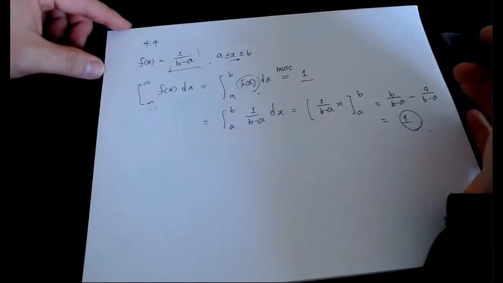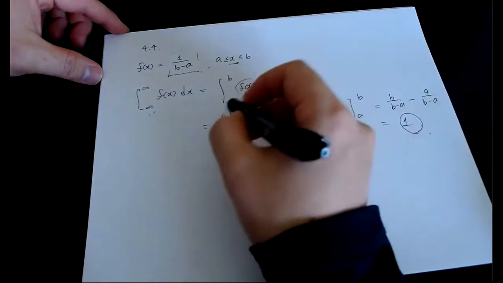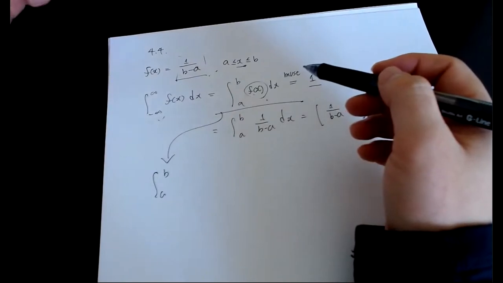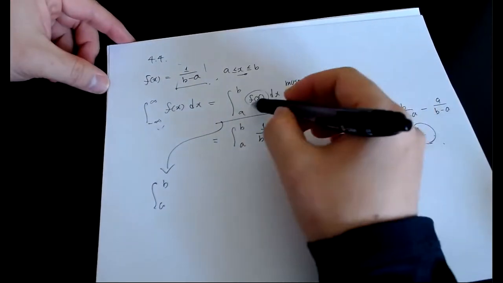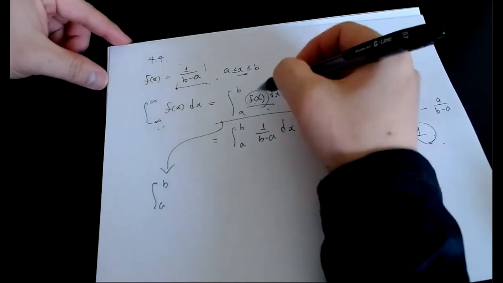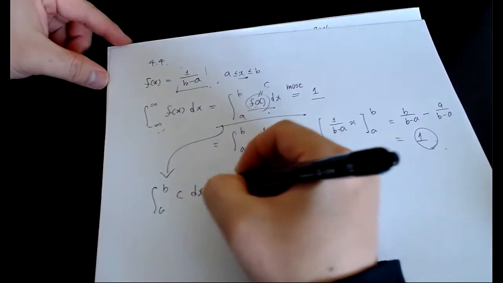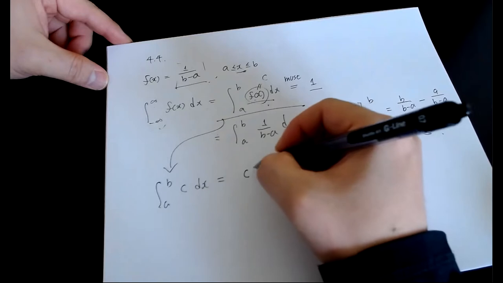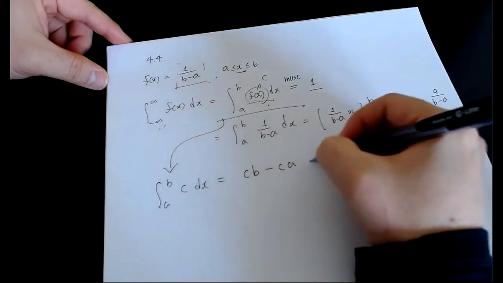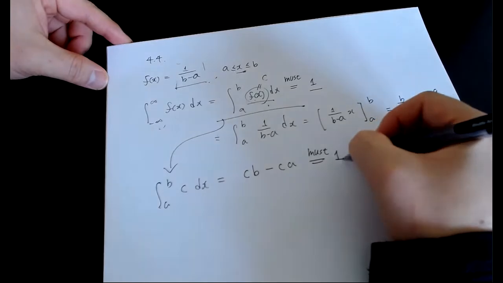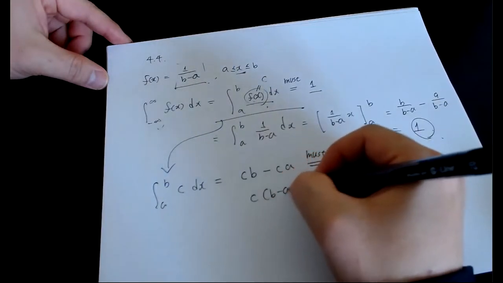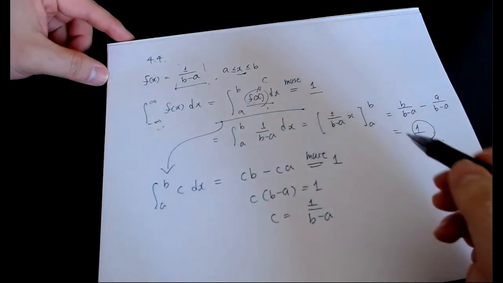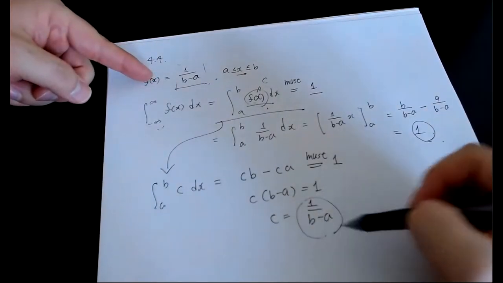We can also find this another way. Since f of x must be constant, let's call it c. Integrating c dx, we get c times b minus c times a, and that must be equal to 1, right? So c times b minus a is equal to 1, so c is equal to 1 over b minus a. So that's why f of x must be defined by 1 over b minus a.